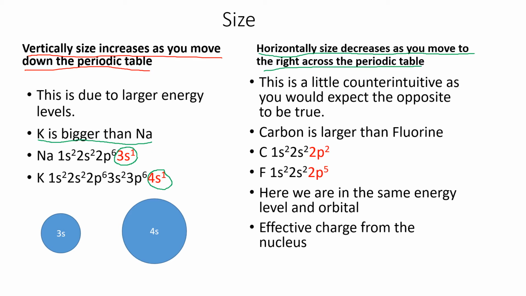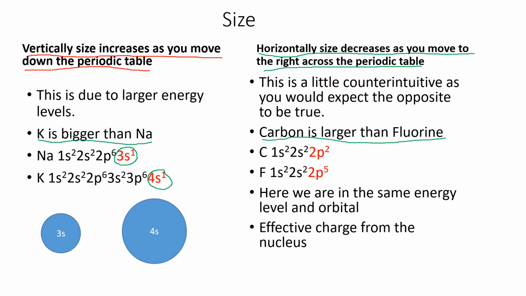It's a little counterintuitive. If we first look at the periodic table, as we go to the right, we would kind of expect things to get bigger. But what's actually happening is things are getting smaller. So let's look at an example. Carbon is larger than fluorine. This isn't something we would automatically expect right from the beginning. We'd kind of think maybe fluorine would be larger than carbon. But it's actually the other way around.